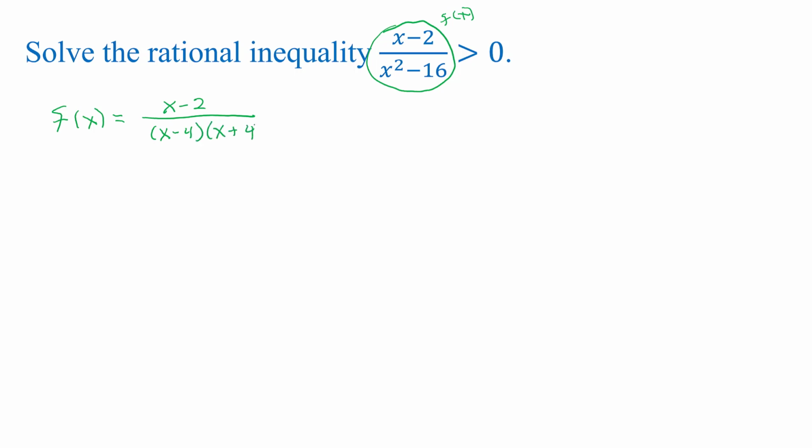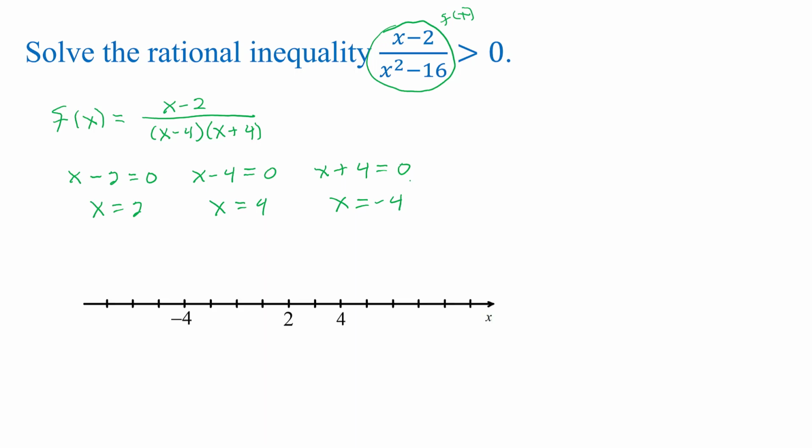Now, setting each factor in the numerator and denominator equal to 0, we have x - 2 = 0, x - 4 = 0, x + 4 = 0, and solving further to get x = 2, x = 4, x = -4. These three x values go on a number line, from which we will create a sign chart.